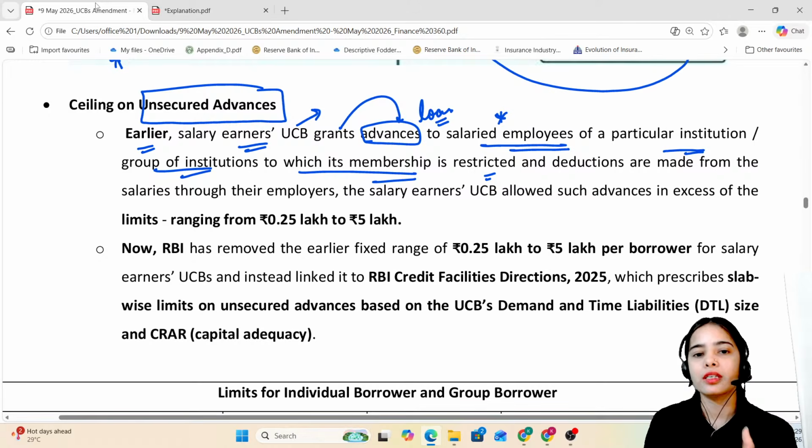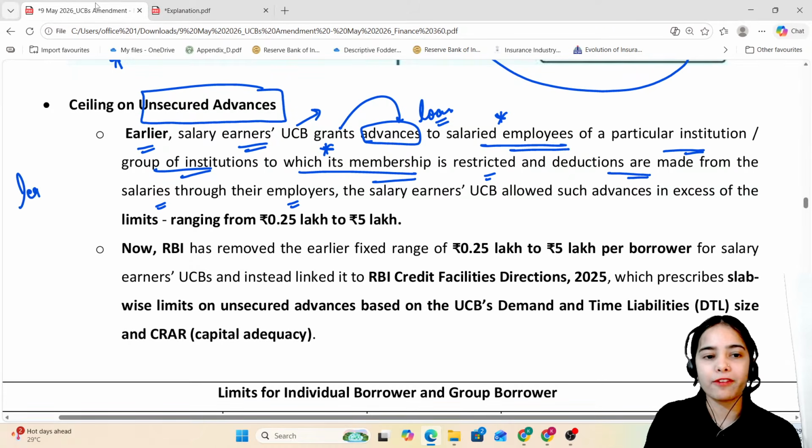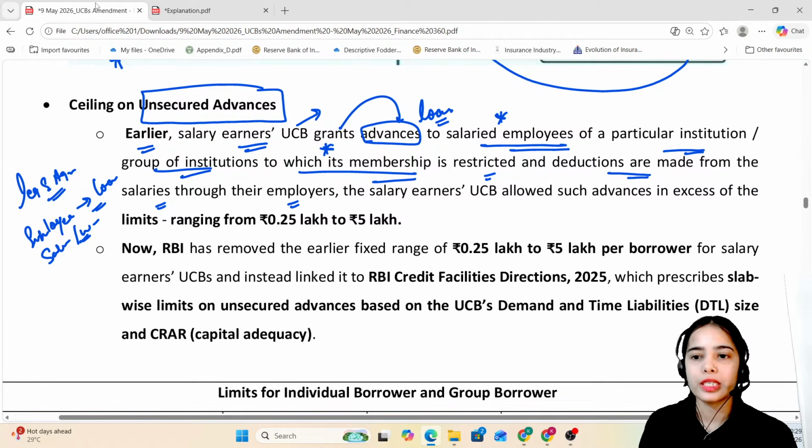Now in the salary earner urban cooperative bank, the loans are provided to the salaried employees of a particular institution or group of institutions to which its membership is restricted, and deductions are made from the salaries through their employers. That means there is a legally enforceable agreement that if the employee is taking a loan, the money will be deducted directly from the salary or the wages. Okay, so deductions are made from the salaries through their employers.